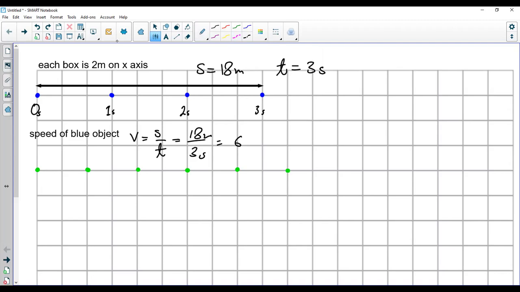So what's the speed? Every 1 second I have shown its position. I just write the position again. So that's 0 second. That's 1 second. That's 2 seconds. That's 3 seconds. That's 4 seconds. That's 5 seconds. So what's the speed? Still each box is 2 meters. So what's the speed of this green object?